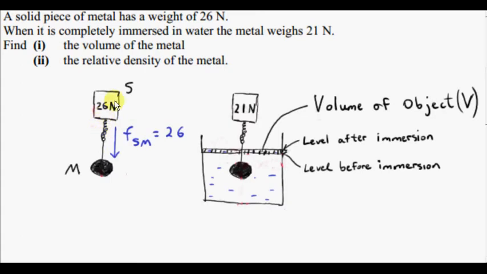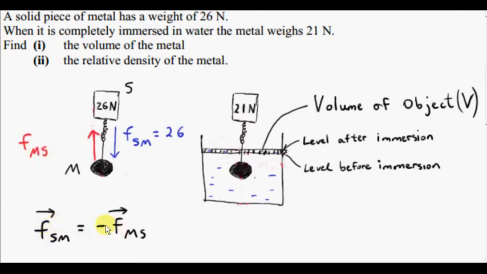Well, it's the force on the spring balance S due to the metal M. And it's in a downward direction, of course. We can apply Newton's third law to find the force on the metal due to the spring balance. So there must be an equal but opposite force on the metal due to the spring balance. We'll call this force FMS.